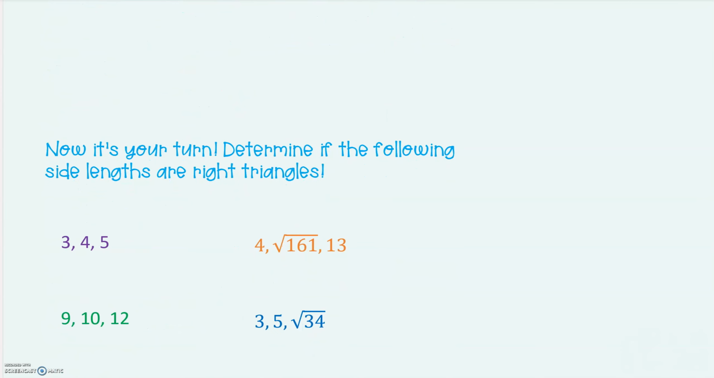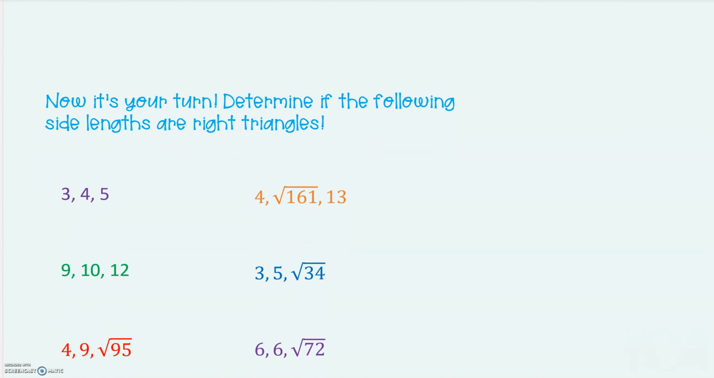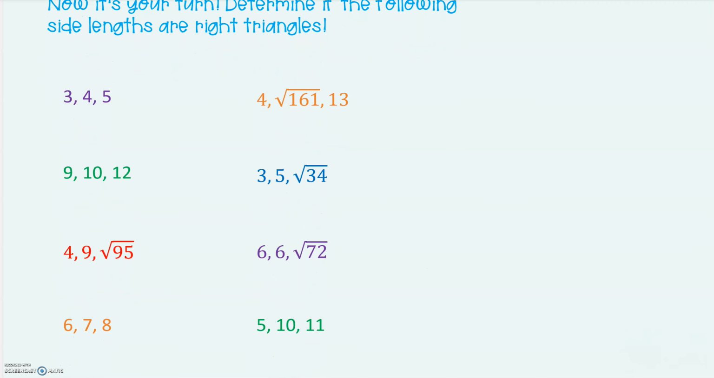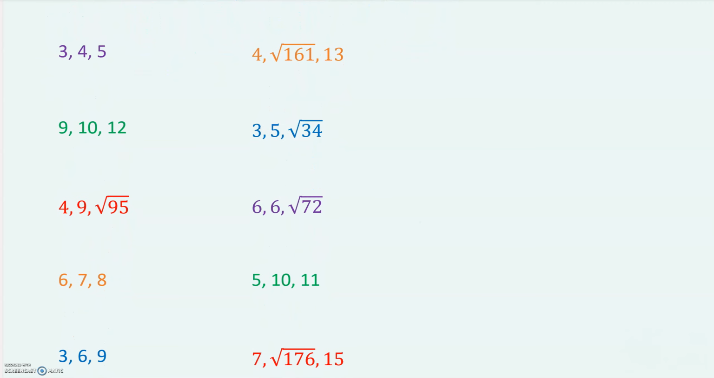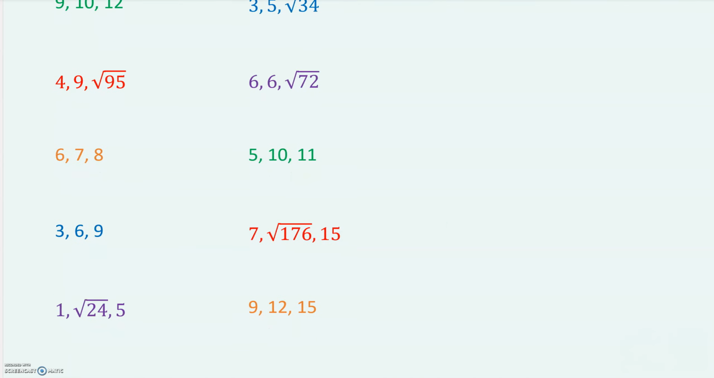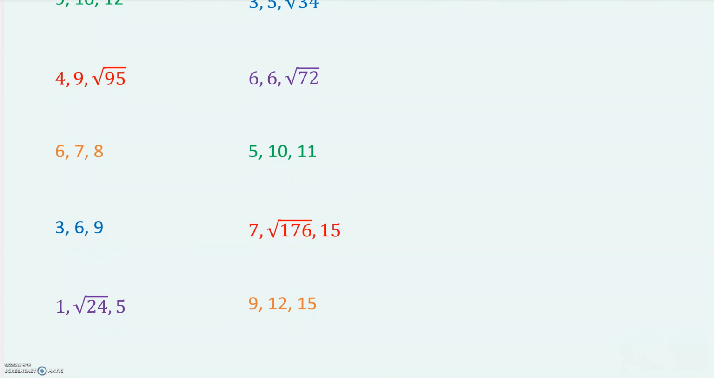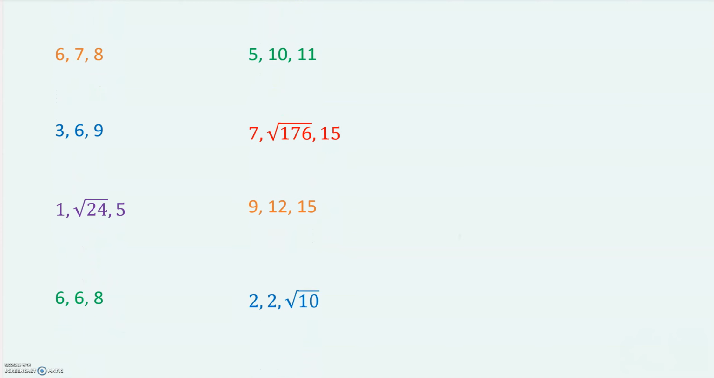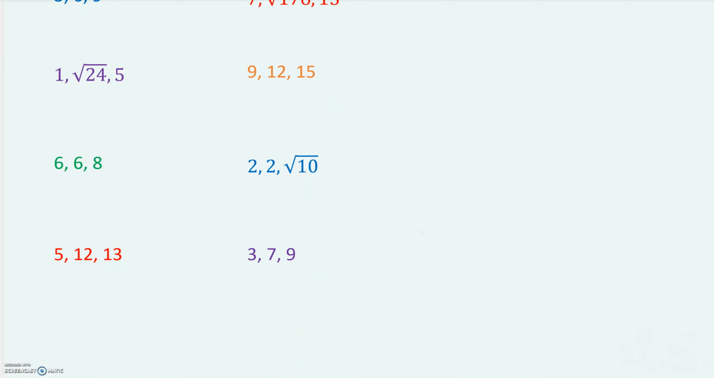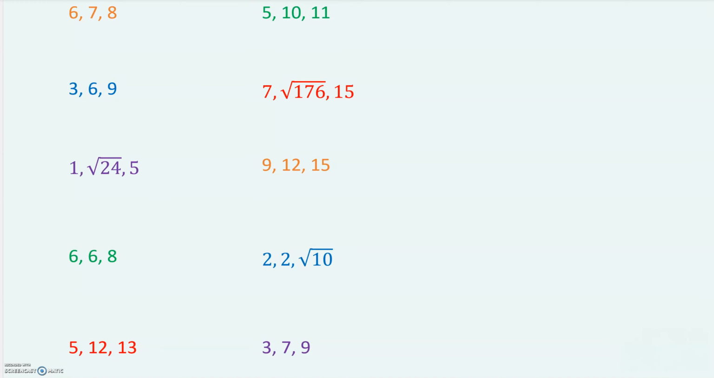So now it's your turn. I'm going to have a bunch of problems here, and I want you to copy them down, pause the video as you need. I'm going to slowly scroll through them, and I want you to determine if their side lengths make them right triangles, just like we did on those two previous examples. There's quite a few problems, so pause as needed. That's the end of that list.